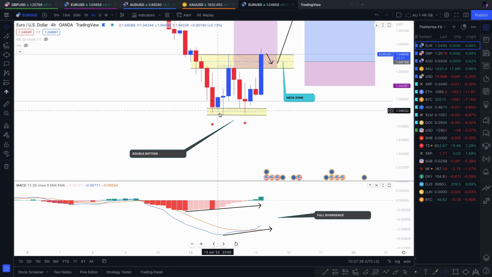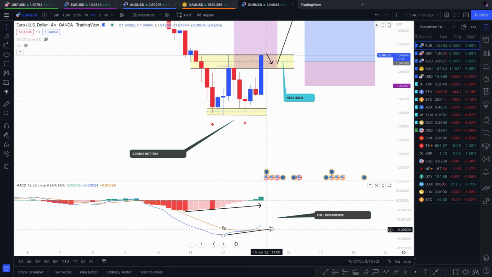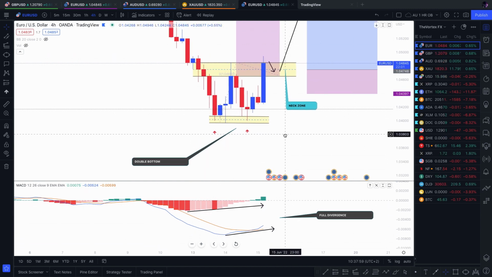This gives us full divergence across the MA indicator. Look at the points on the chart where they meet. This is the first point with the first bottom, right? And this is the second point for the second part of the double bottom. All right, look below to see how these are lining up. And we can see that we have divergence. The sellers are weakening out. Cool. One bit of confluence.